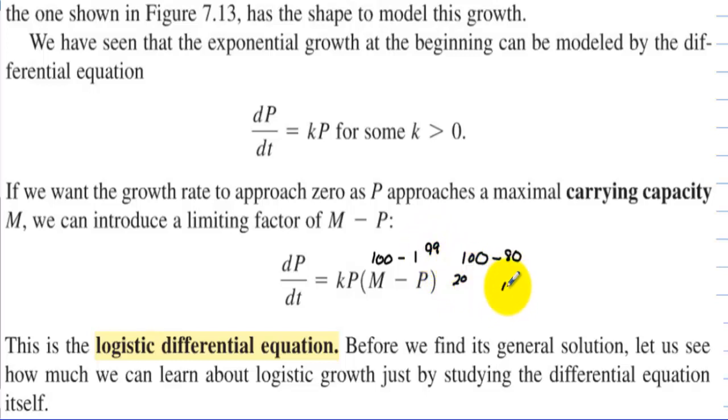Then when you finally get close to the carrying capacity or the maximum amount, then you're going to be multiplying by 1 and then less than 1. So that's very small. So the rate will increase very slowly as you get towards that 100, which causes the actual function to level off once you get to that maximum capacity of, in this case, 100.